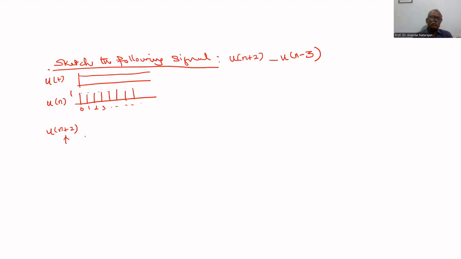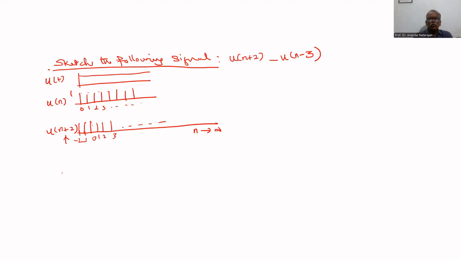Plus means we know that it is advanced. Advanced means it starts earlier. So instead of starting at 0, it starts at -2: -2, -1, 0, 1, 2, 3, etc., and goes on up to infinity, n tends to infinity. U of n+2 we got.